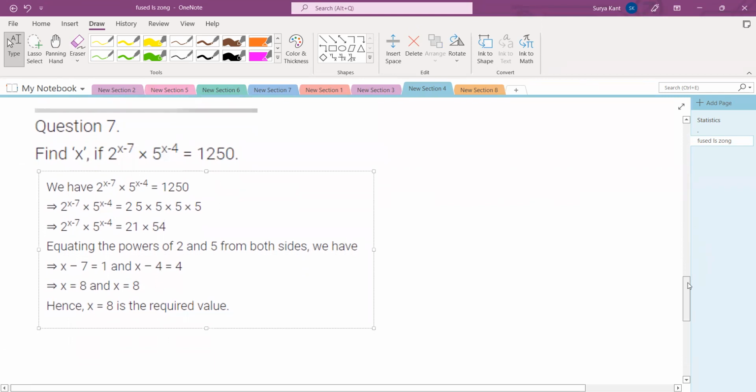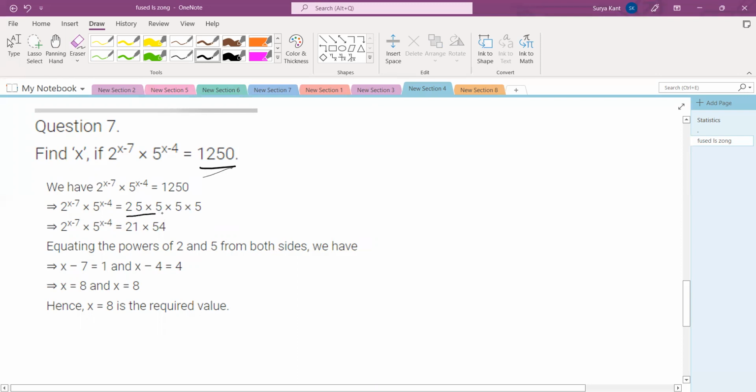21 into 54. If they do it like this, then they can't get the answer, right? Some mistake has been done. 1 minute. I'll just correct it. See, for 1250, what can we write? If you do prime factorization of 1250. Sir, 2 into 5 to the power 4. I'm talking about the below. Sir, after that they have written 21 into 54.